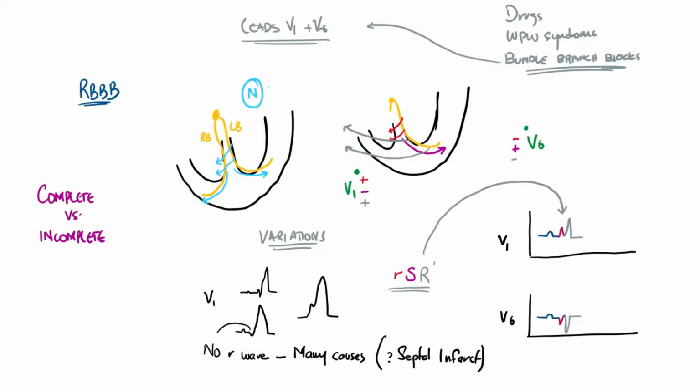Now, what's complete and incomplete right bundle branch block? It's very simple. A complete RBBB is going to be a QRS with more than 0.12 seconds, and an incomplete will be QRS less than 0.12 seconds, and it just depends that there is going to be a right bundle branch block morphology in both of those conditions.